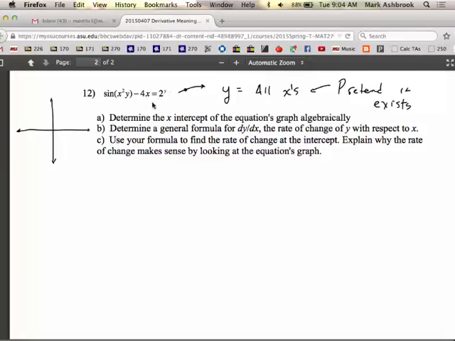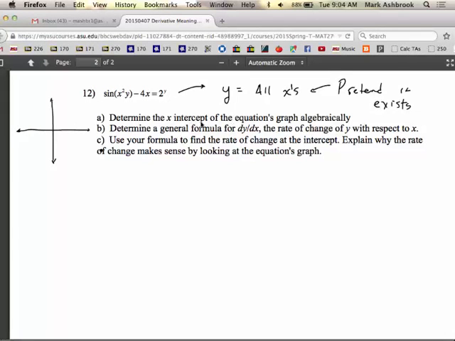That idea of pretending that y is a function of x amidst this equation allows us to find the rate of change of y with respect to x for any point, for any ordered pair x and y. Part A says determine the x-intercept. So no calculus yet, just how would we get the x-intercept of this equation?